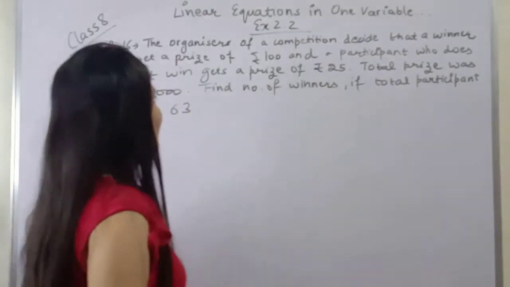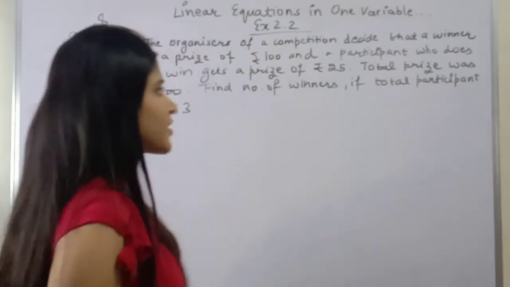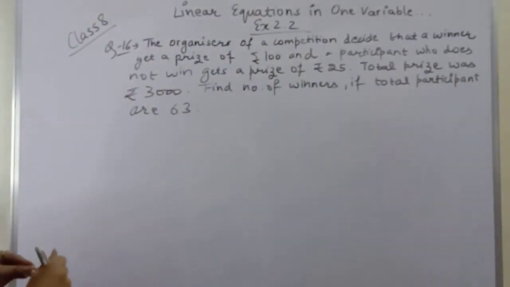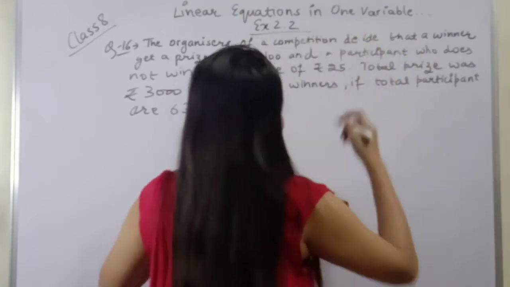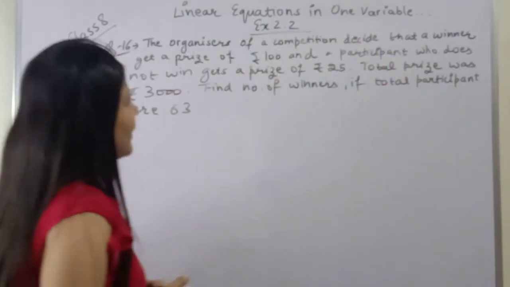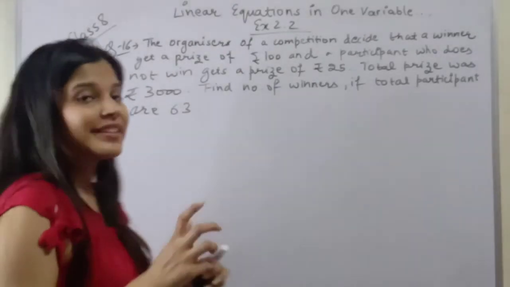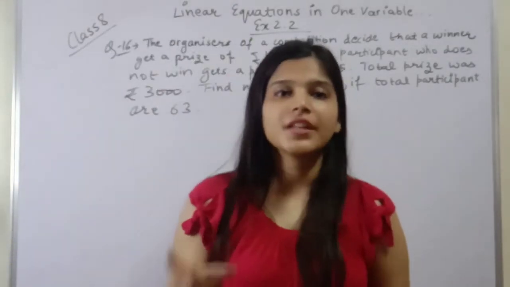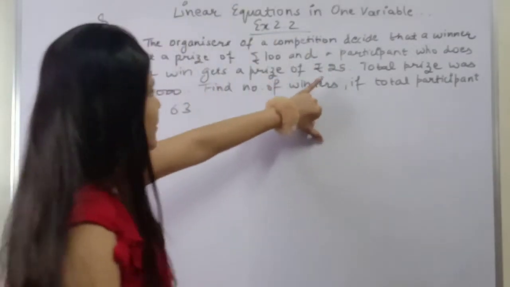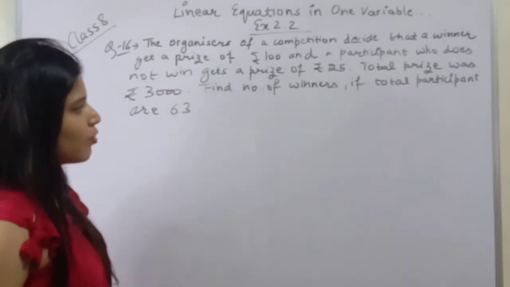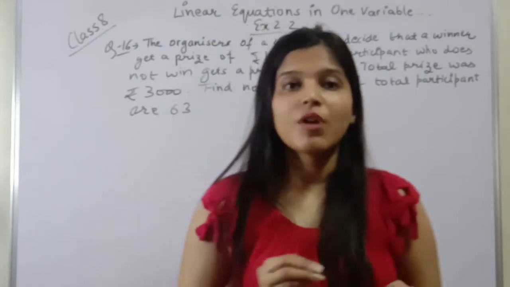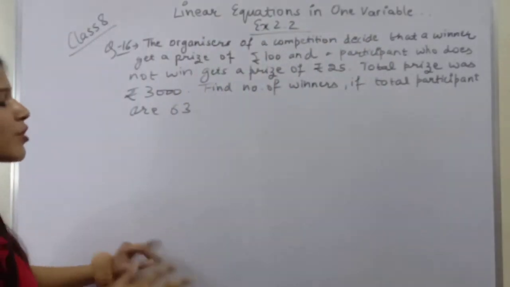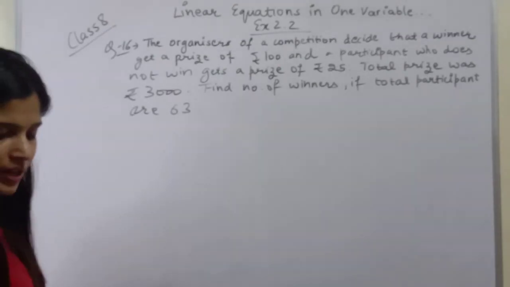So the organizers of a competition decide that the winner of the competition gets a prize of ₹100. Winner को क्या prize मिलेगा? ₹100 का. And a participant who does not win, the person who's just participated but does not win, will get a prize of ₹25. The total prize distribute हुआ था that was ₹3,000. So find the number of winners if the total participants are 63.